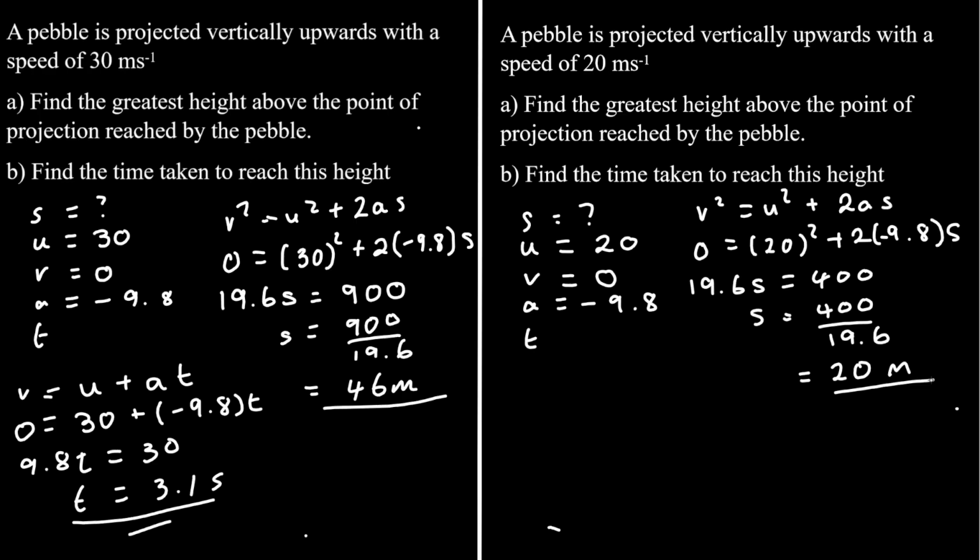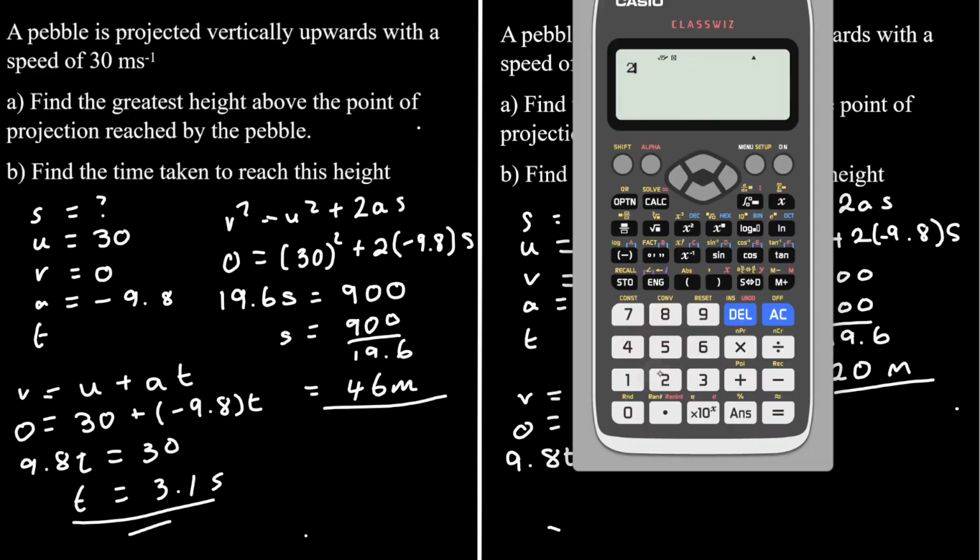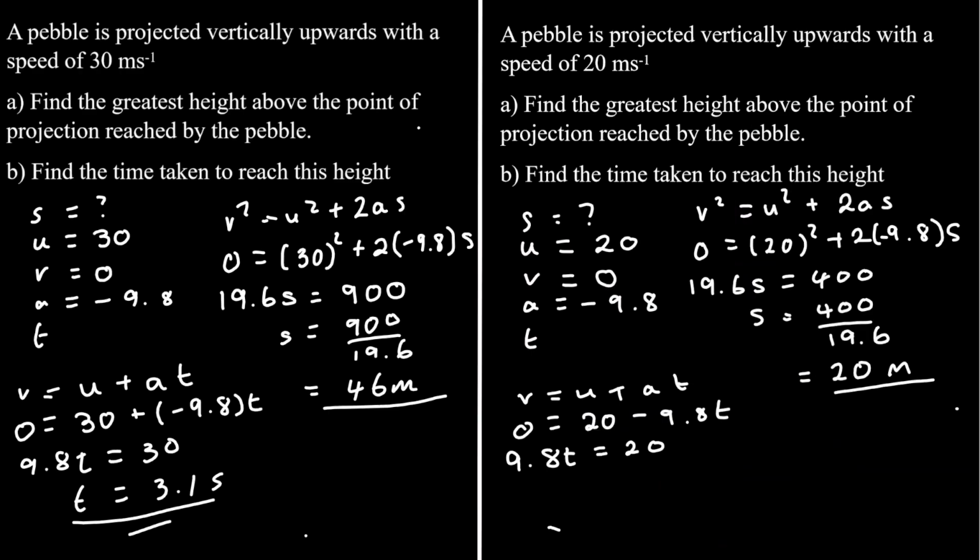Find the time taken. So v equals u plus at. 0 equals 20 minus 9.8 times t. So plus the 9.8t to both sides, divide by 9.8, 20 over 9.8 is 2.0. So 2.0 seconds.